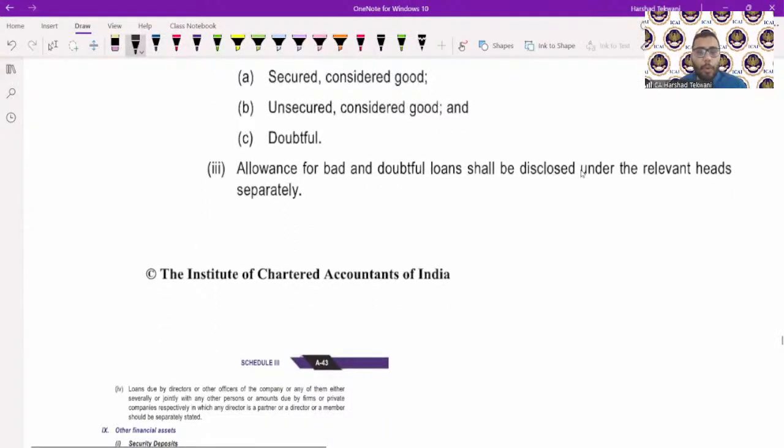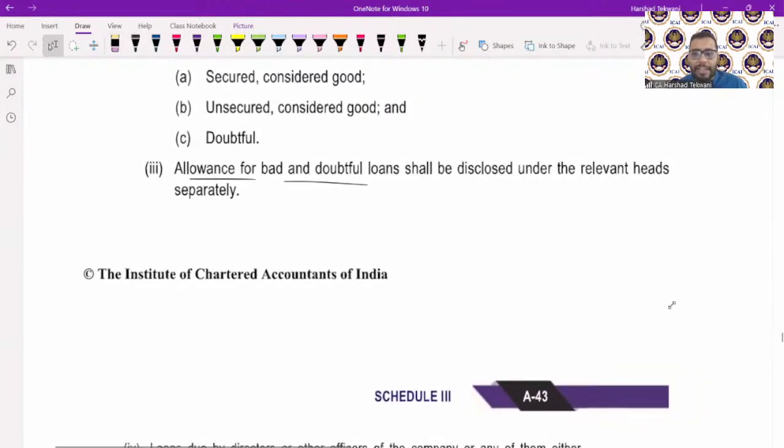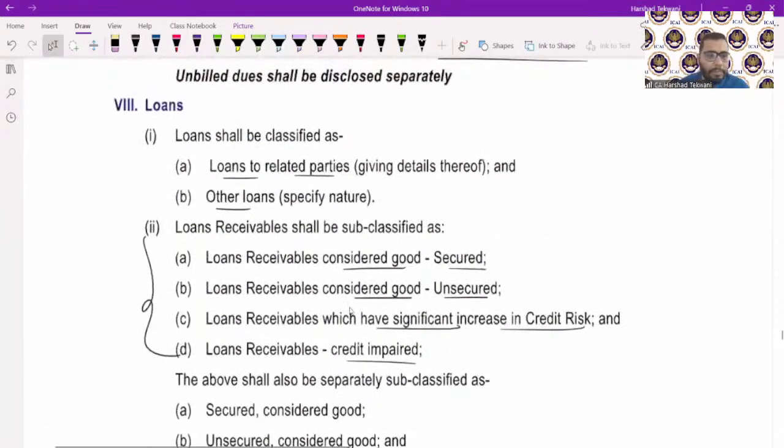Then you need to provide for allowance for debt, separate details for allowance for bad and doubtful loans. So for example, if you have made a provision, you need to disclose it separately for each class of asset, for each class of loan, basically, that allowance for doubtful loans. Same as my trade receivable.